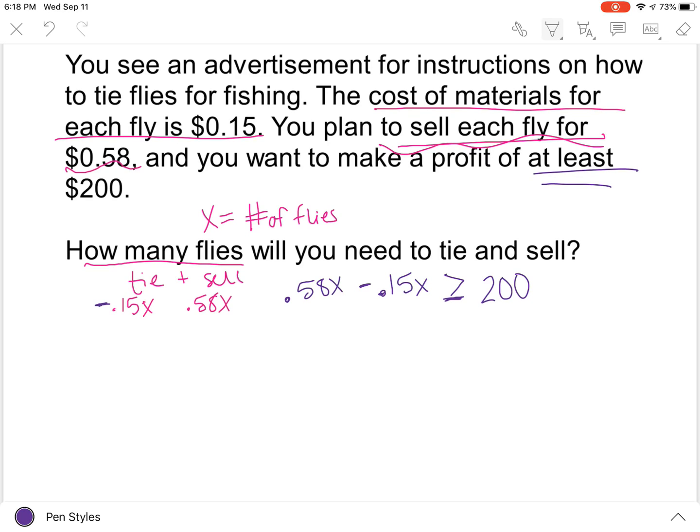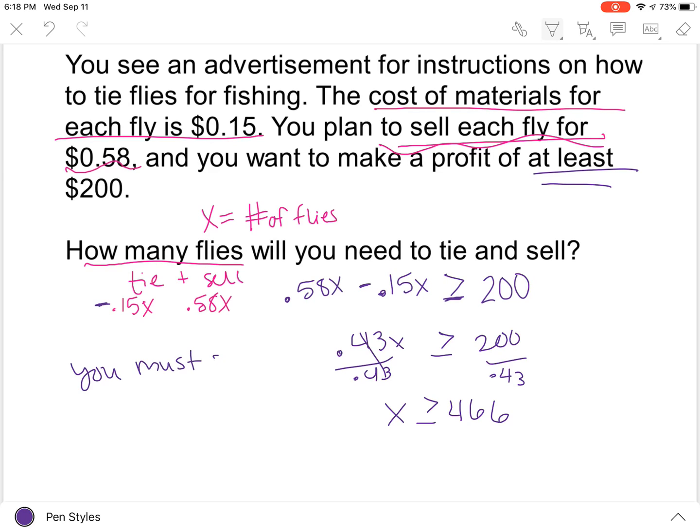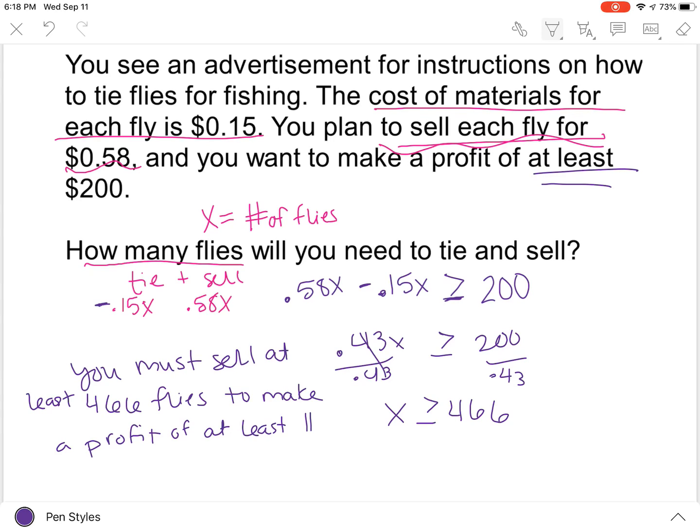And from here, we just solve. 0.58x minus 0.15x is 0.43x. This is greater than or equal to 200. Divide by 0.43. X needs to be greater than or equal to 466 flies. So to finish this off, you must sell at least 466 flies to make a profit of at least $200.